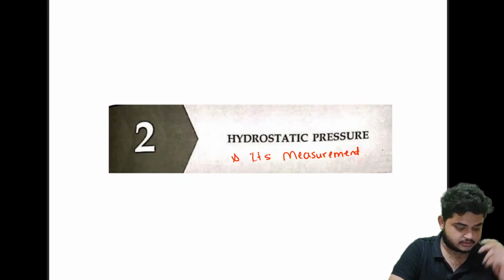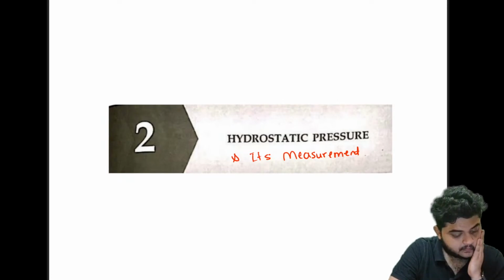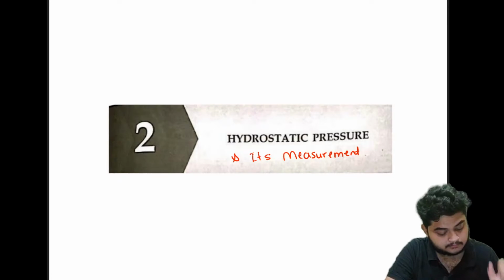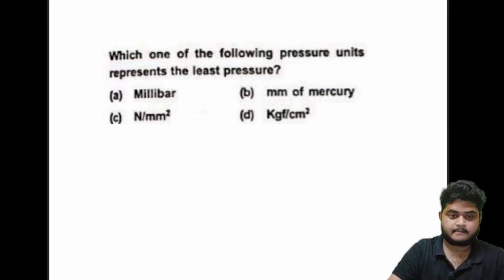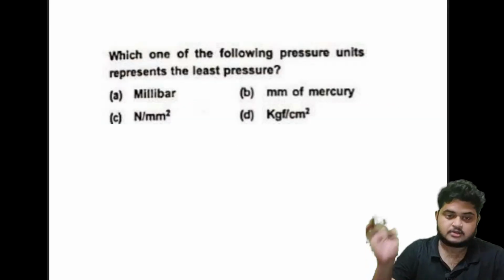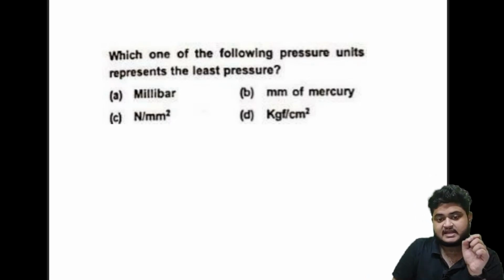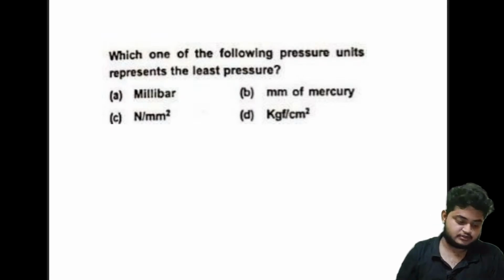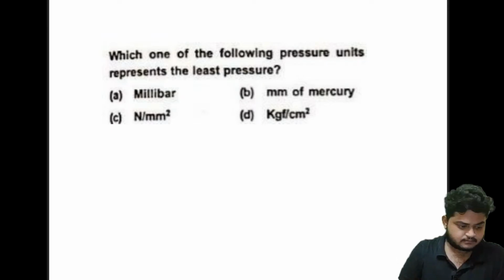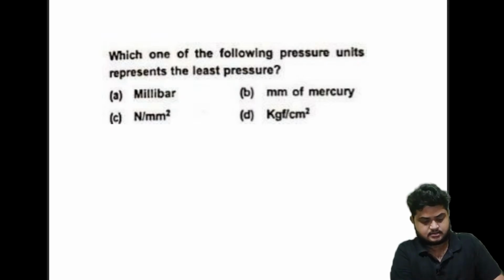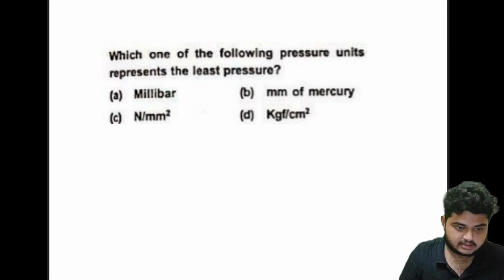Okay, let us start with the first question. The first question is saying: which one of the following pressure units represents the least pressure? तो इनमें से कौन सा यूनिट है जो रिप्रेजेंट कर रहा है लीस्ट प्रेशर, सबसे कम प्रेशर को. ठीक है, तो इन दिस केस, let me tell you at first, what is pressure.